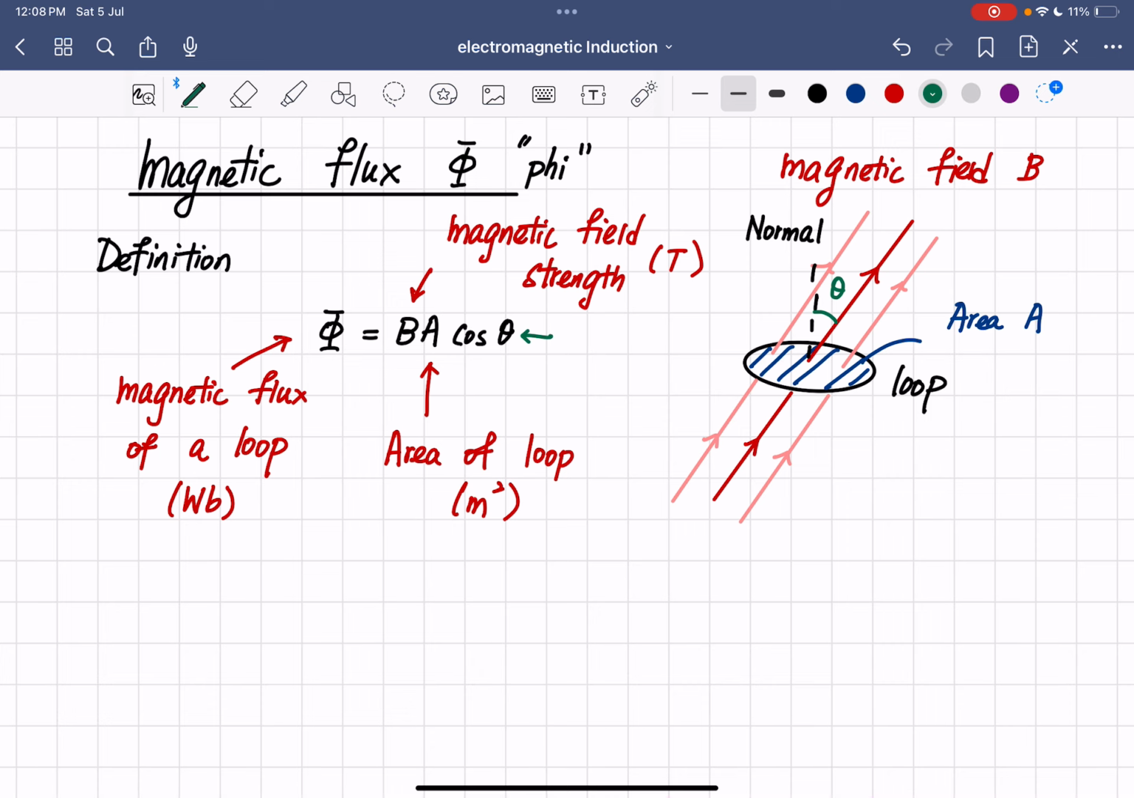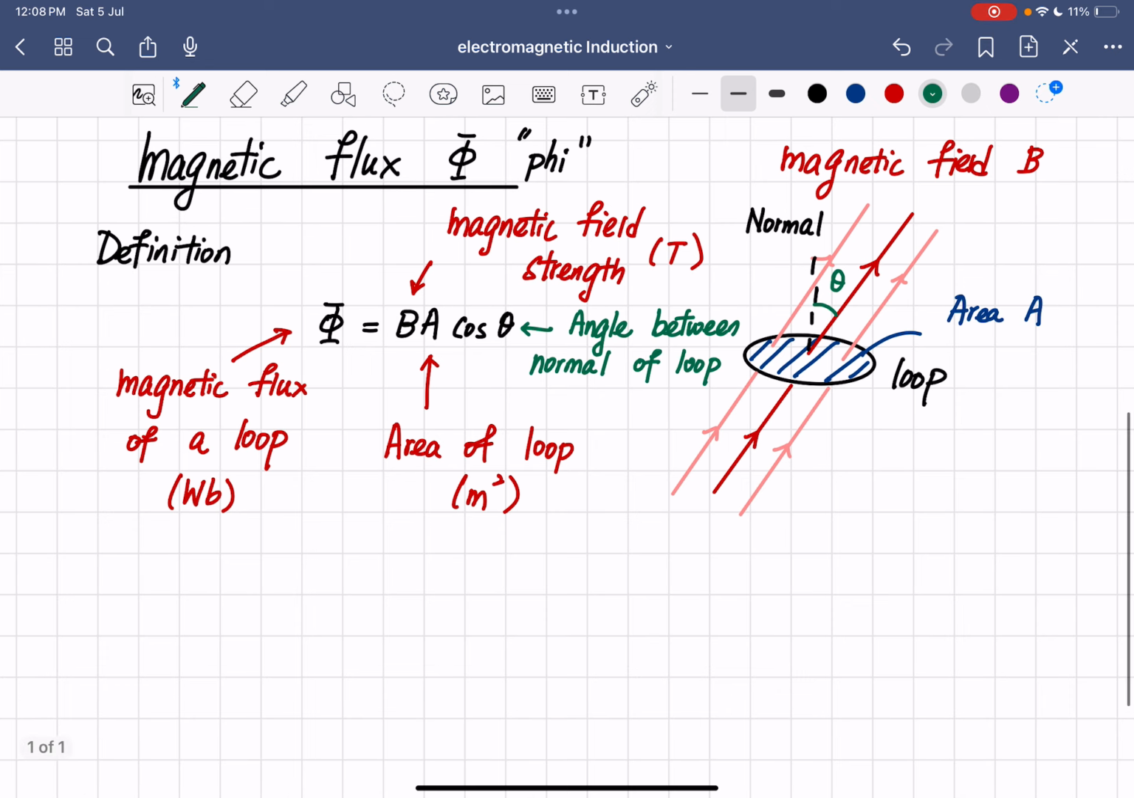So this is the angle between the normal of the loop and the field lines, in degrees. Okay, now this is the meaning of these definitions.